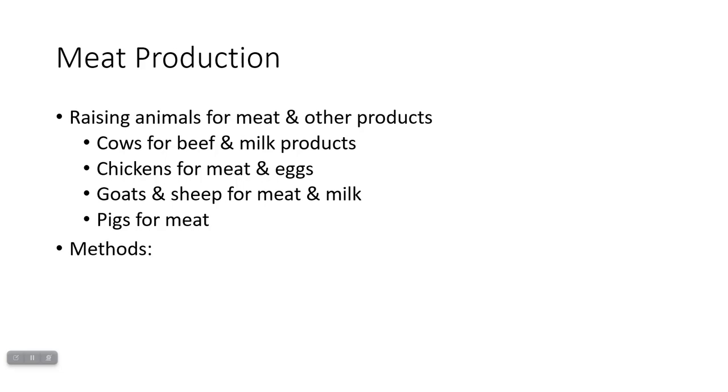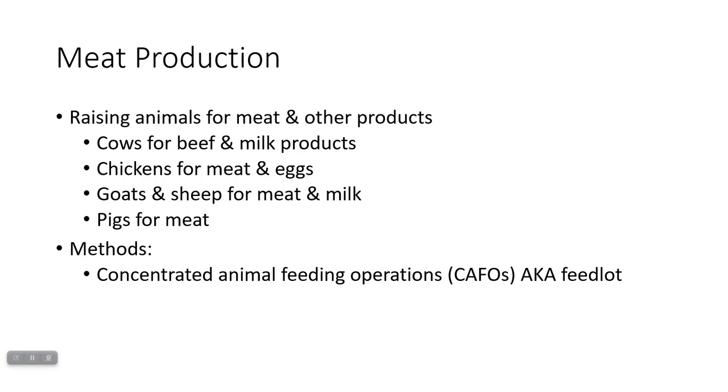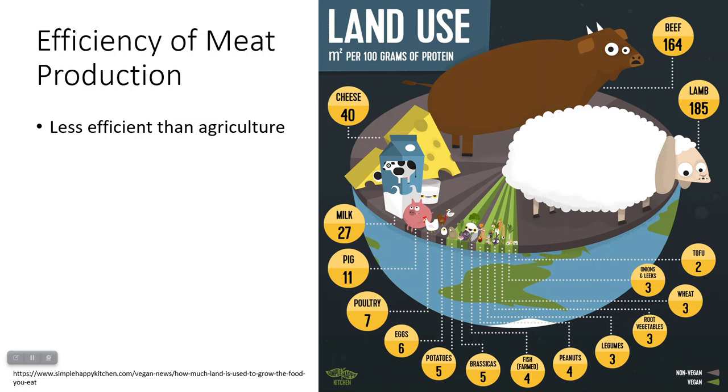There are two major methods we're going to look at: concentrated animal feeding operations, aka CAFOs, also known as feedlots. And I'm just going to call them CAFOs for the rest of the lesson because I'm too lazy to say that whole phrase. Then there's also free range grazing. So we're going to look at each of these methods. We're going to look at benefits and drawbacks and, you know, general information. So let's talk about meat production in general.